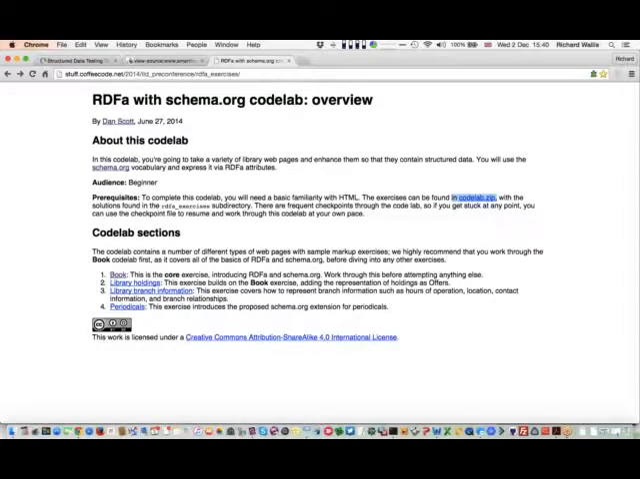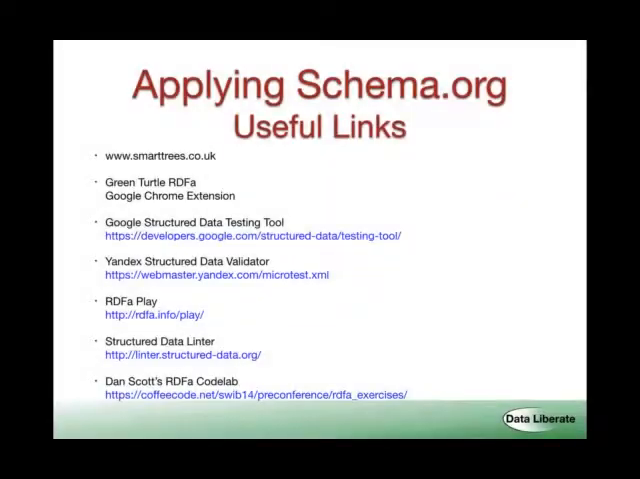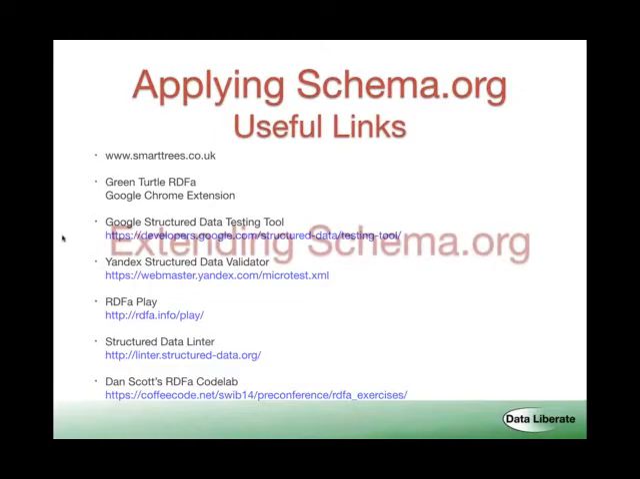So as I was saying, we can go back to the presentation, which has information about the particular sites. You can look at the Smart Street site to see what the markup actually looks like. You can even, if in the UK, book to bring your grandchildren or children to see Santa Claus. But that's not the point. And here are the Green Turtle Chrome extension, and then the structured data testing tools.